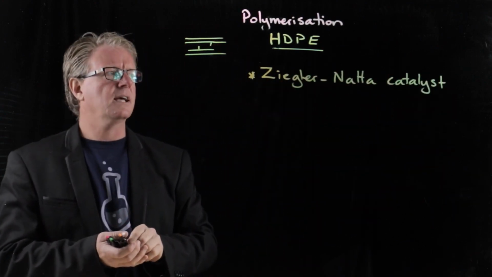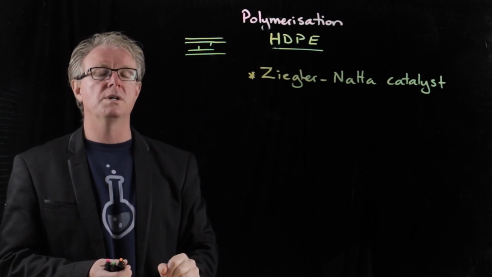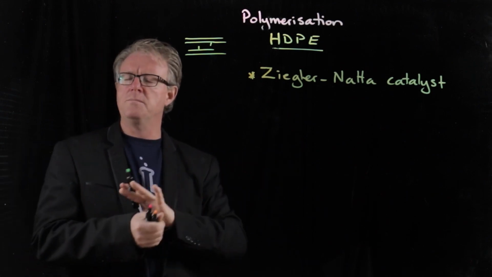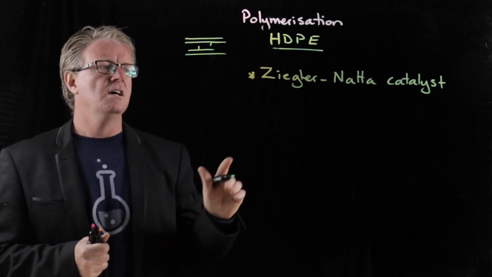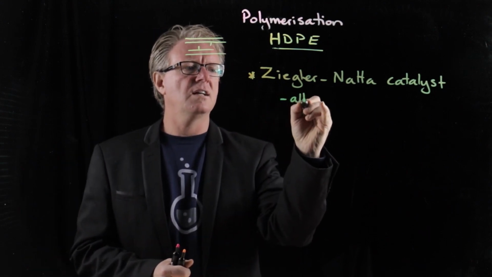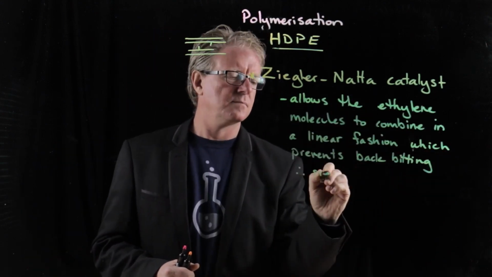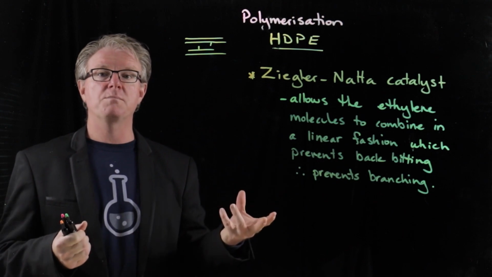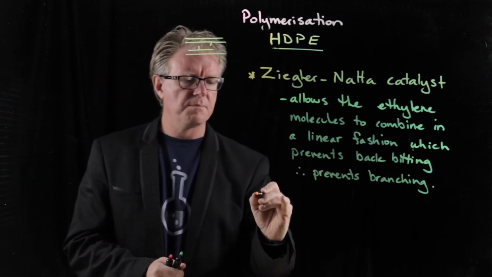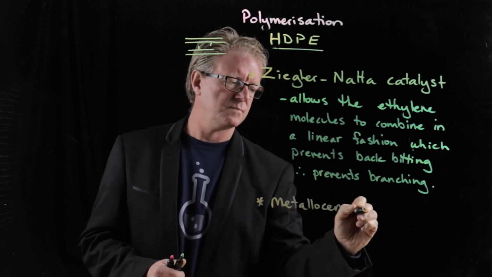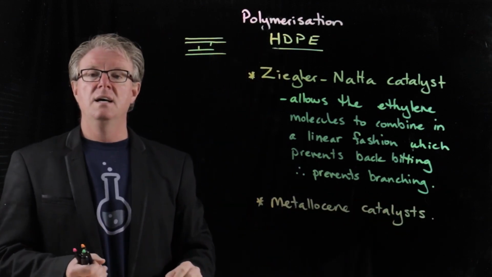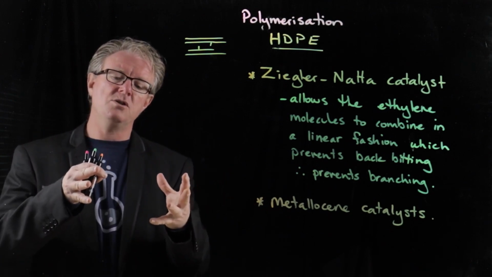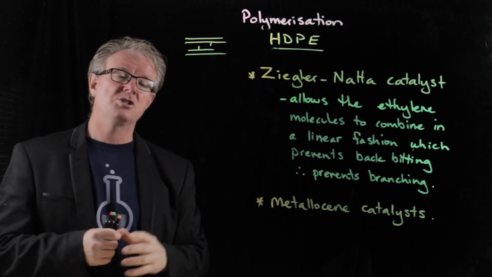So a Ziegler-Natta catalyst, that's just after the people who put forward, who discovered this process. Right, now the textbook goes into a lot more detail about the structure. Don't need to memorize the structure, just the name. So the Ziegler-Natta catalyst, and all you have to say is it allows ethylene molecules to combine in a linear fashion, which prevents backbiting and therefore prevents branching. And the same sort of thing happens here with metallocene catalysts as well. Okay, so metallocene catalysts is just using a different molecule with two benzene rings that hold it together like a little sandwich and allows it to form in straight linear chains.